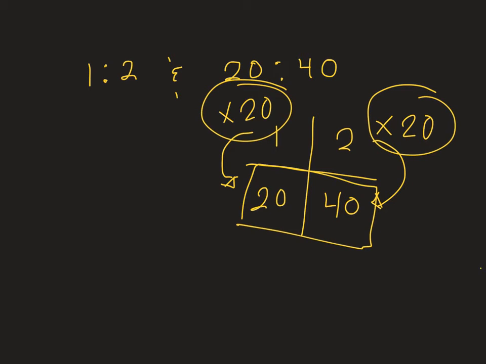But there's another way to do this, and it's by using the value of the ratio. Let's find out how it works. Okay, so to find the value of the ratio, your first step is to turn this ratio into its fraction form.